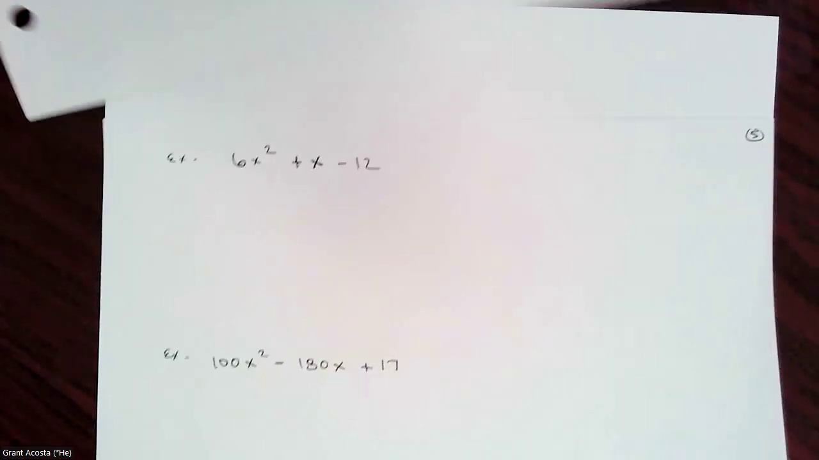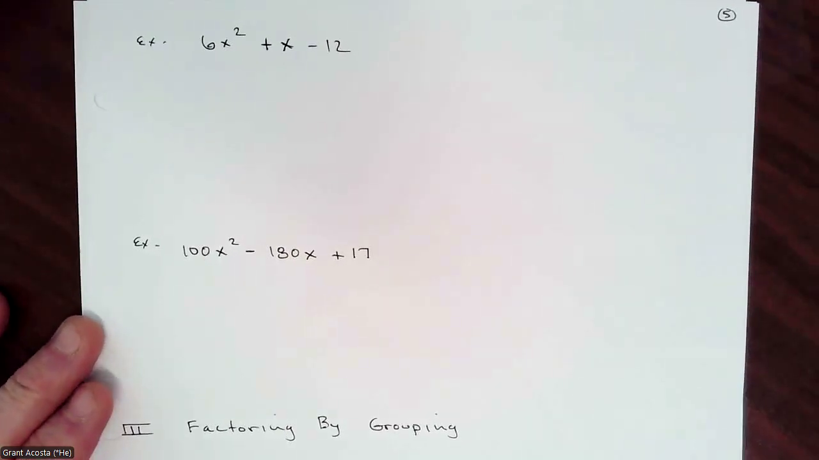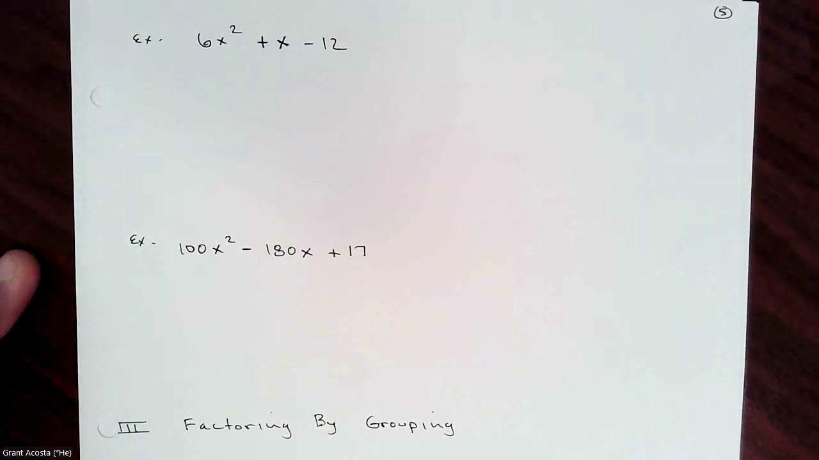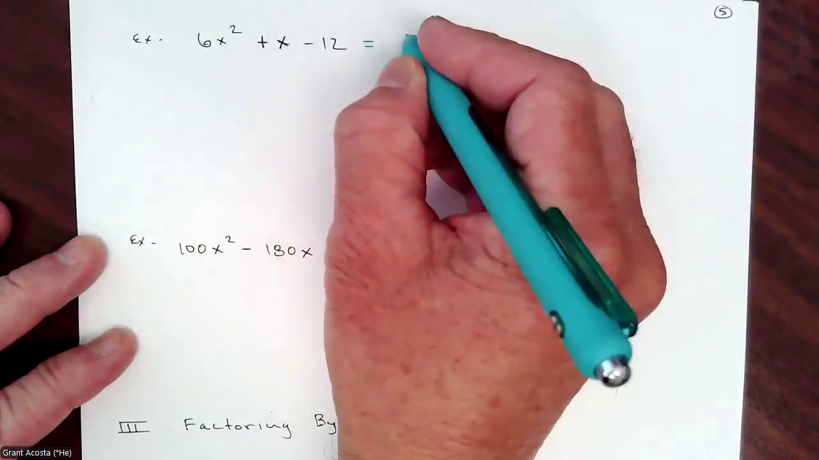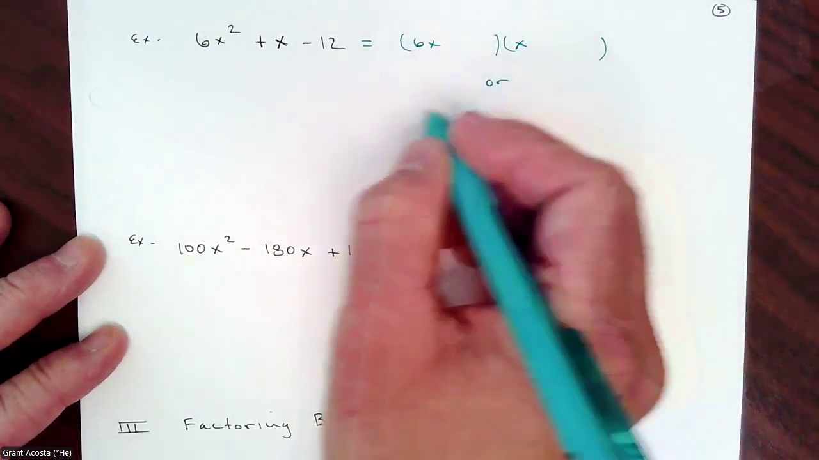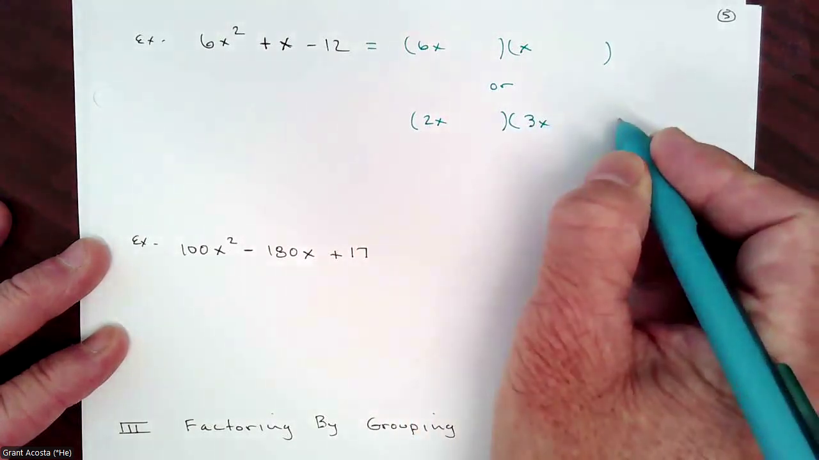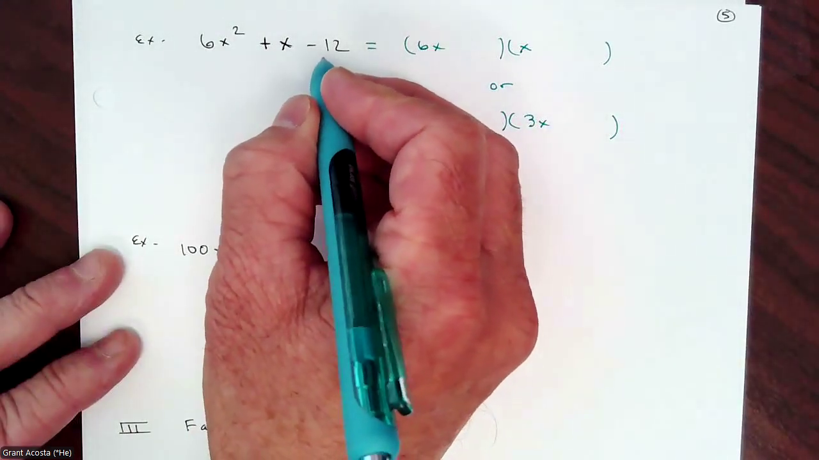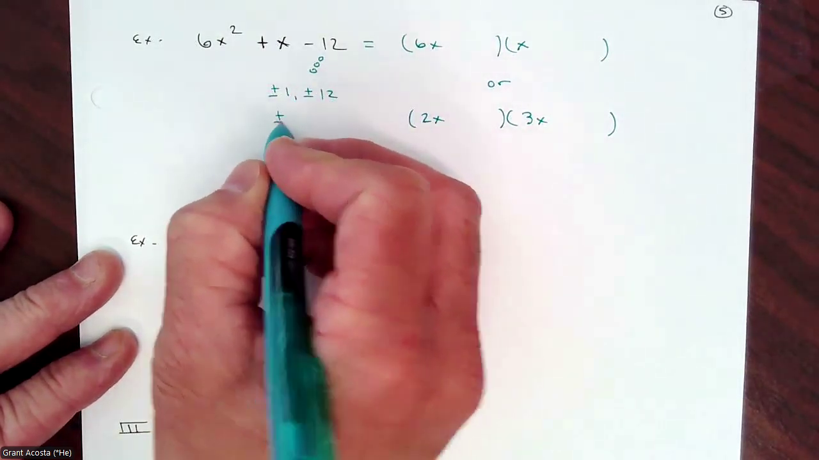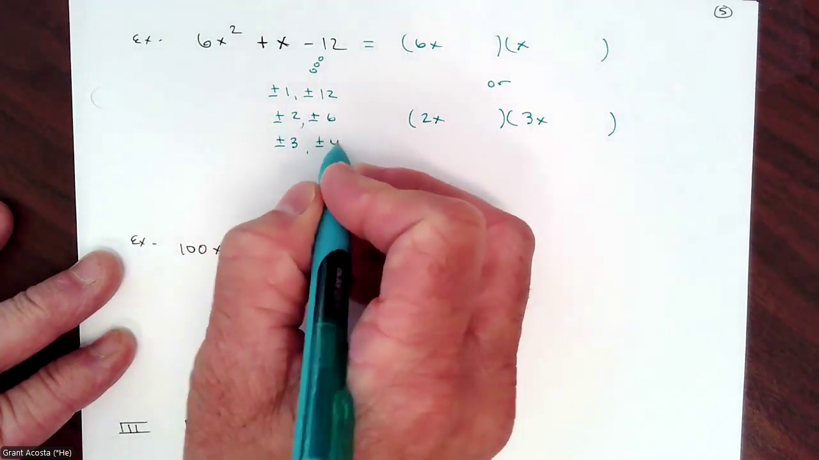Okay, I recommend now for this next one, pause the video, see if you can get that to factor. All right, so then what could we have here? It could be 6x and x, or to multiply to 6x squared, 2x and 3x. If it was going to multiply to negative 12, the last two numbers are plus or minus 1, plus or minus 12, plus or minus 2, plus or minus 6, plus or minus 3, plus or minus 4.